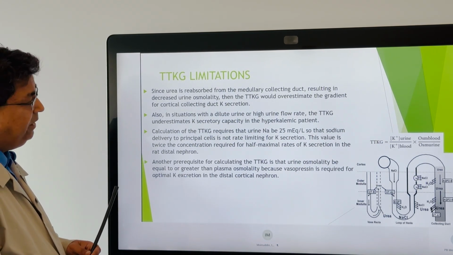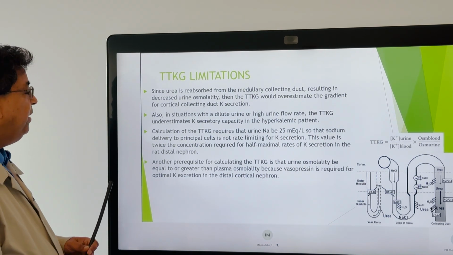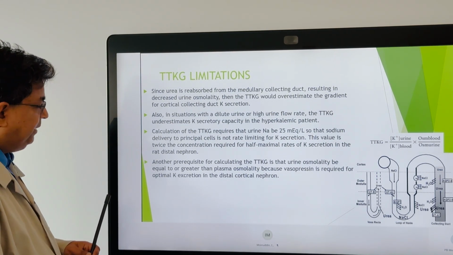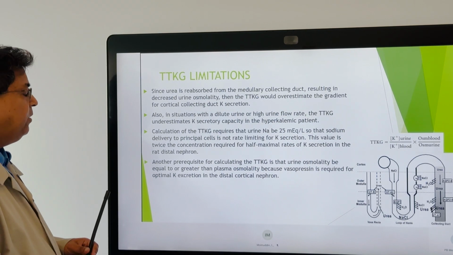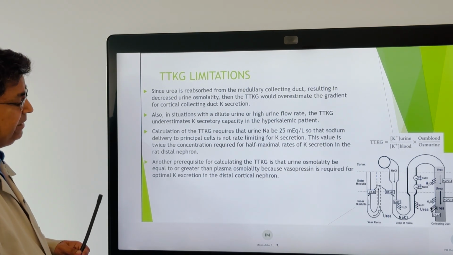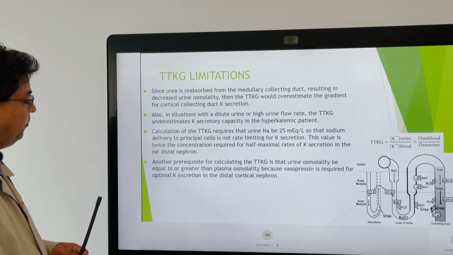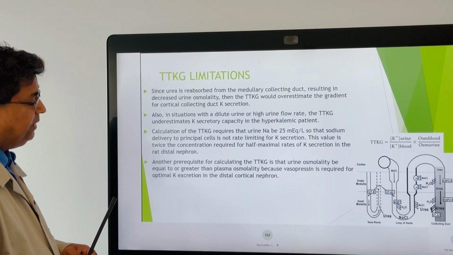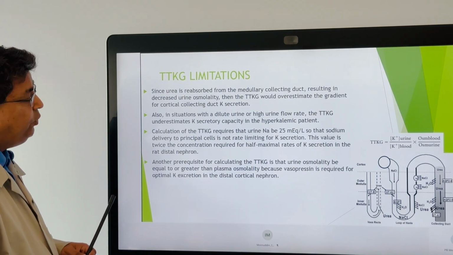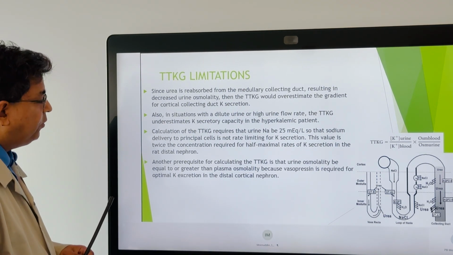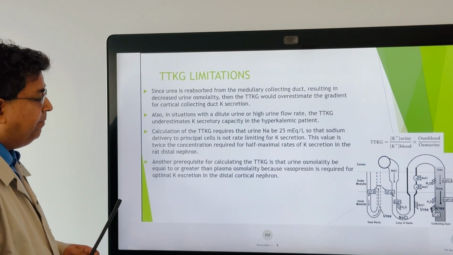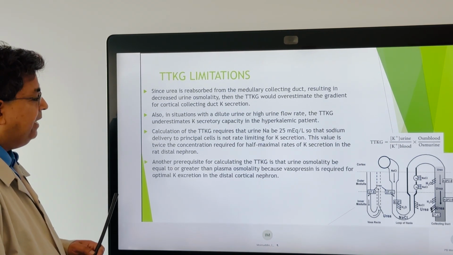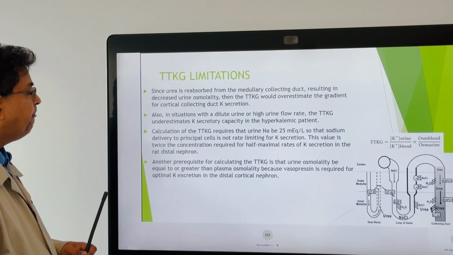Other things to remember is that calculation of the transtubular potassium gradient requires that urine sodium be 25 milliequivalents per liter, so that sodium delivery to potassium cells is not rate limiting for potassium secretion. This value is twice the concentration required for half maximal rates of potassium secretion in the right distal nephron. Another prerequisite for calculating the transtubular potassium gradient is that urine osmolality be equal to or greater than plasma osmolality, because vasopressin is required for optimal potassium excretion in the distal cortical nephron.